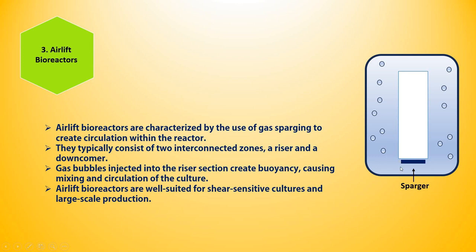So what are the functions of the sparger? Again, I have already discussed this in my previous tutorial. So if anybody missed it, you can see it from the playlist. Air-lift bioreactors are characterized by the use of gas sparging to create a circulation within the reactor. They typically consist of two interconnected zones, a riser and a downcomer.